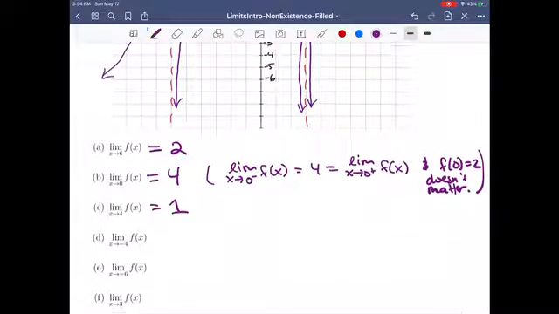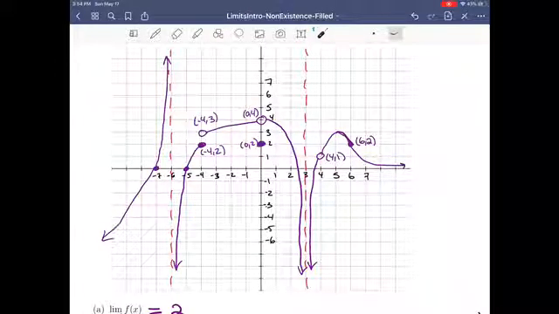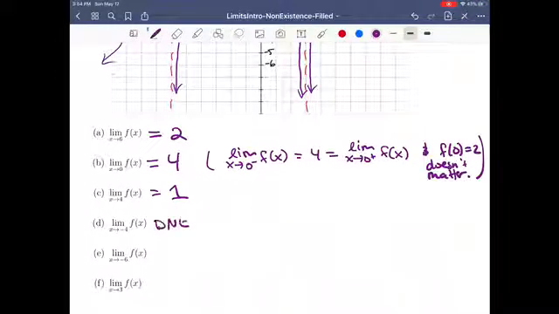Okay, -4. So what happens as we get close to -4? Okay, so that's over here. So now we can see that we have a jump in the graph. Anytime there's a jump, your limit's not going to exist. So if we approach from the left, we're approaching the y value 2, but if we approach from the right, we're approaching a different y value, 3. Okay, so what we're going to write is that this limit does not exist.